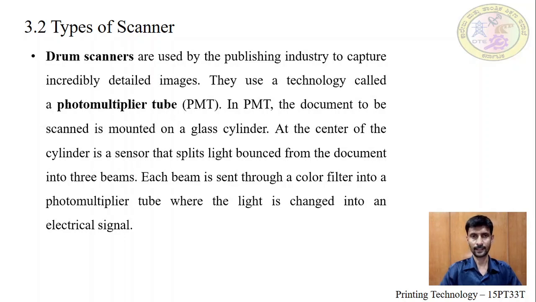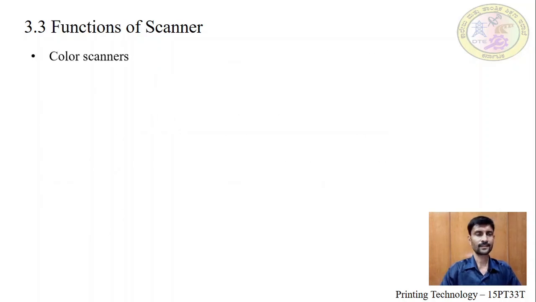Instead of being kept in a flattened form, it should be kept in a cylindrical form. The substrate has to be fixed. At the center of the cylinder are the sensors, which split the light bounced from the documents into 3 beams. Each beam is sent through a color filter to the photomultiplier tube, where the light is changed into electrical signals. Next, we will see the functions of scanners.